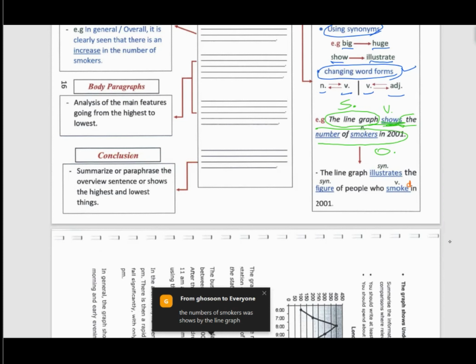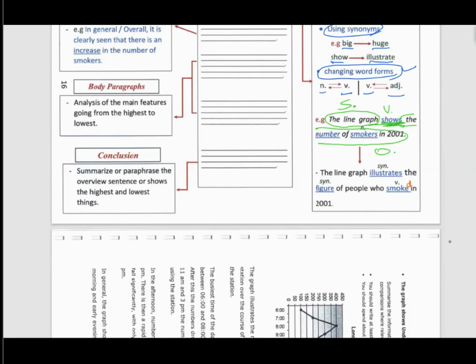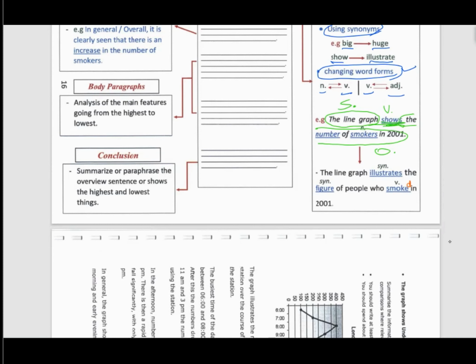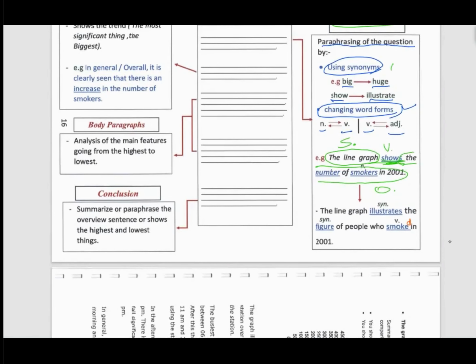Yeah. So if you do that, change from active to passive, that is a great job. That is excellent. After you change from active to passive, use the synonyms, okay? So instead of number, you put figure. Instead of shows, you put illustrated. Instead of smokers, you put who smoked. That's it. But the easiest way is to use synonyms and change the form of some words. If you cannot change the form, use only synonyms of 2 words. That's it, and you will get good marks.